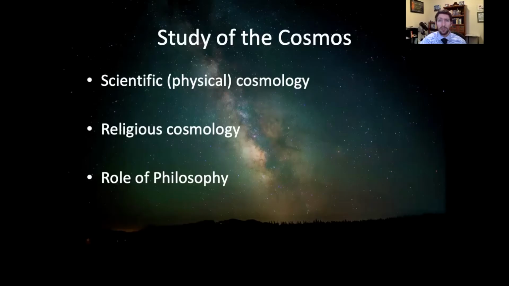Cosmology is the study of the cosmos as a whole. Cosmos comes from the Greek word for order or orderly arrangement. For the past 100 years or so, after Einstein's general relativity, we've been able to study the origin, evolution, and eventual fate of our universe. And this is scientific or physical cosmology.